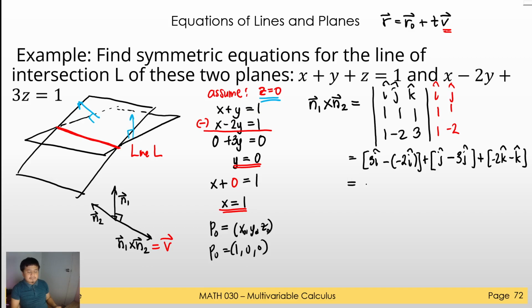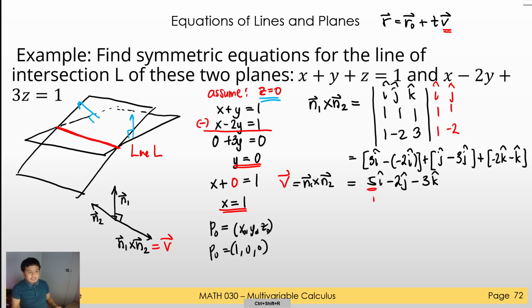And then simplify. So we have 5i, and then negative 2j, and then minus 3k. So this will be your orthogonal vectors' cross product. Now again, we know that this is also your directional vector. As you can see, this is the direction of your line. So therefore, this is also your v.